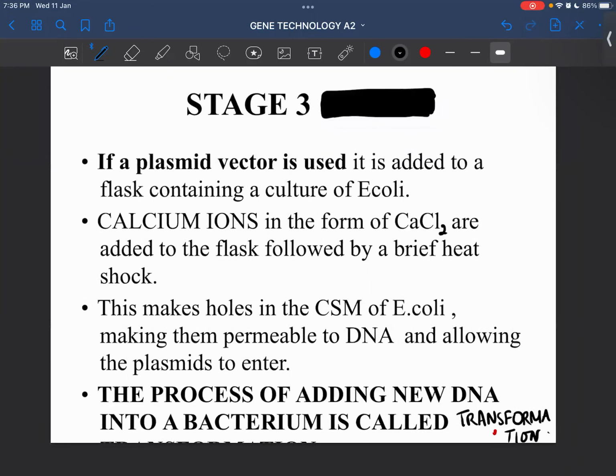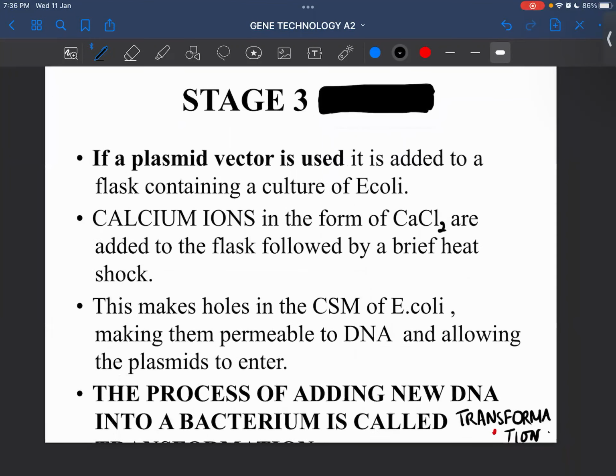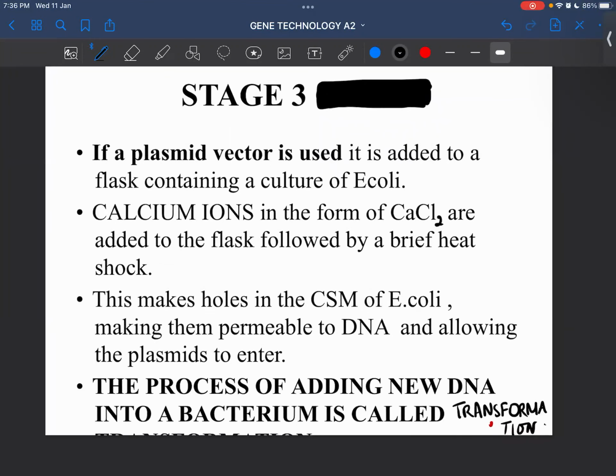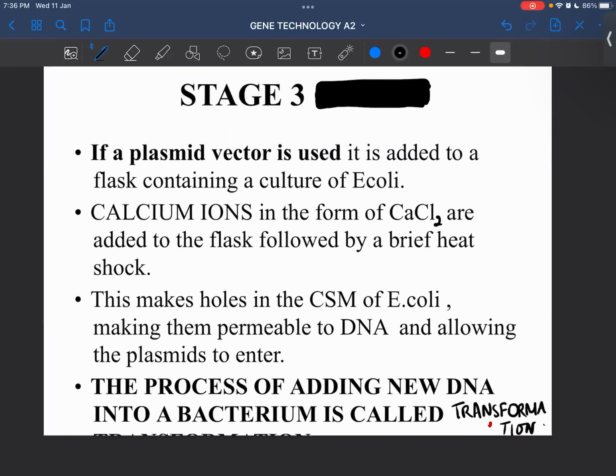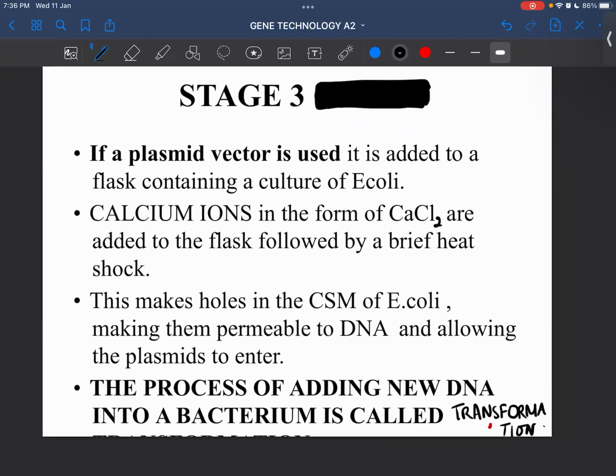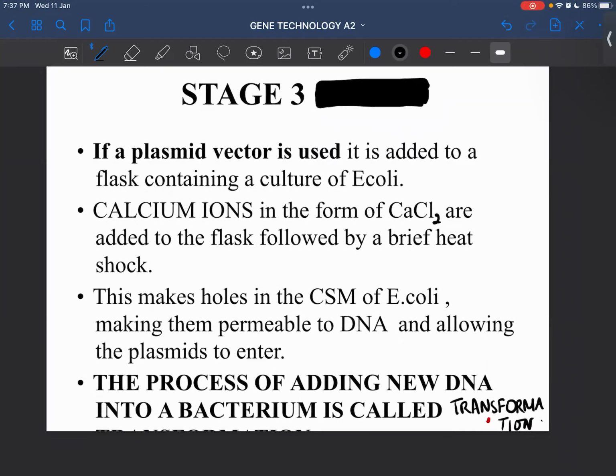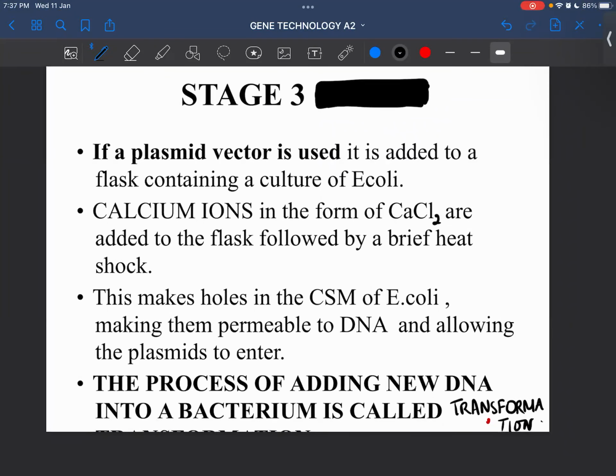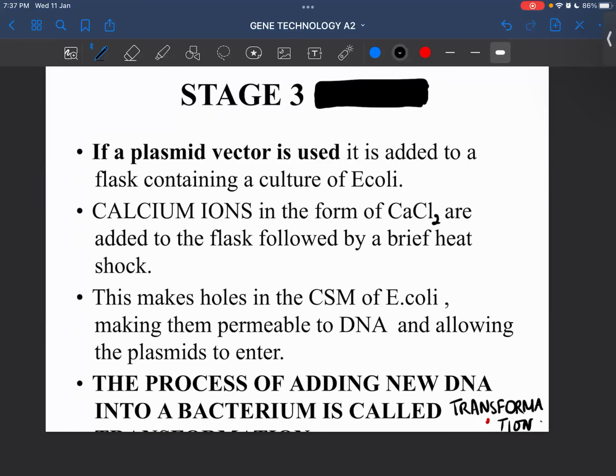Okay, so what we do is we add the plasmid vector to a culture flask, right? A flask containing E. coli. Into that flask, we put calcium ions also in the form of calcium chloride. ये आपको याद होना चाहिए. Followed by a brief heat shock. Heat shock से क्या होगा? Heat shock से भी और calcium ions से, दोनों से, it makes holes in the cell surface membrane of the E. coli, making them permeable to the plasmid DNA.